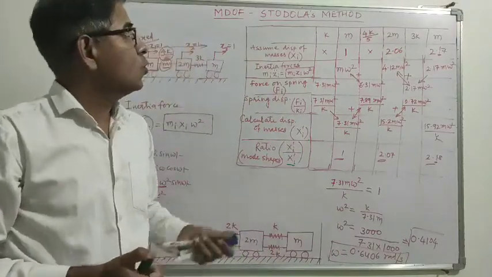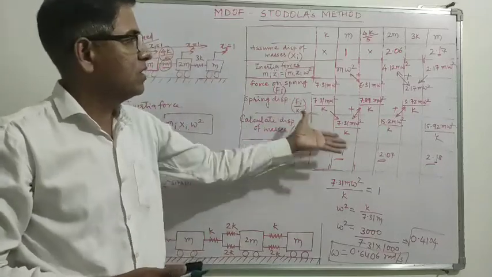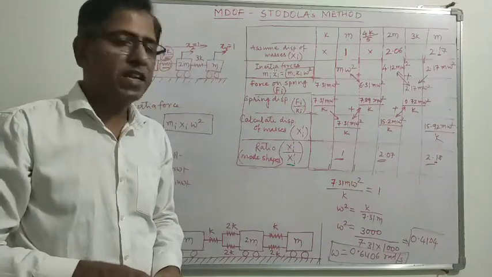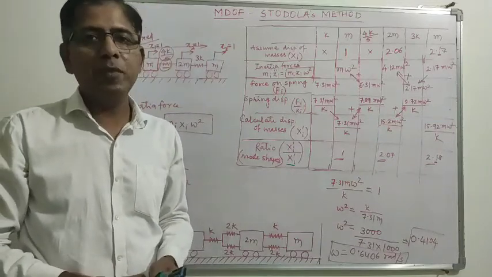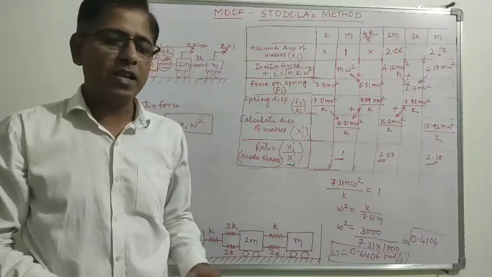Okay, so this is the Stodola method. I hope that you have understood the iterations, and whenever there is a problem in the examination, you can apply this Stodola method and you can find out the natural frequency.